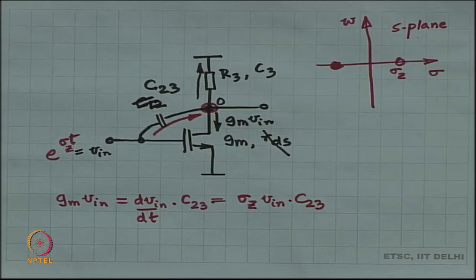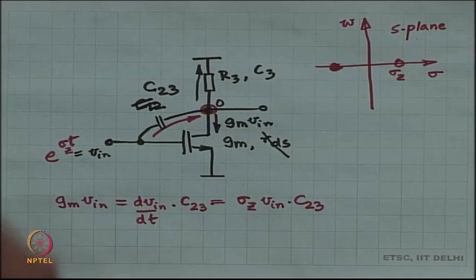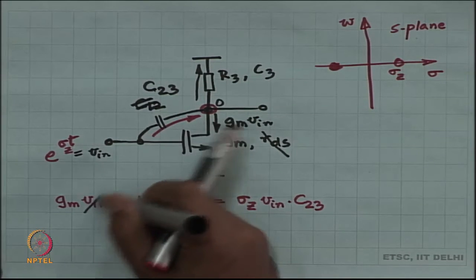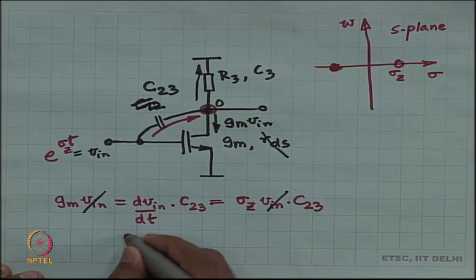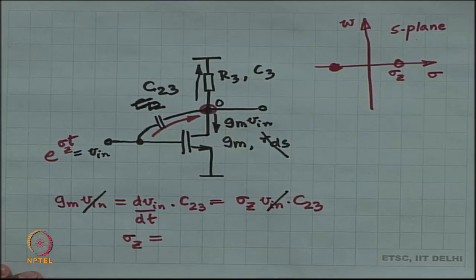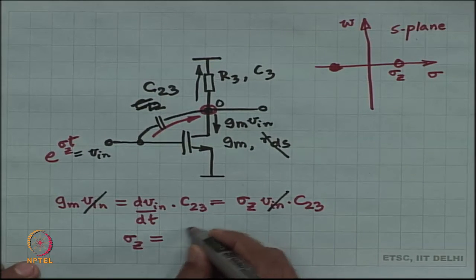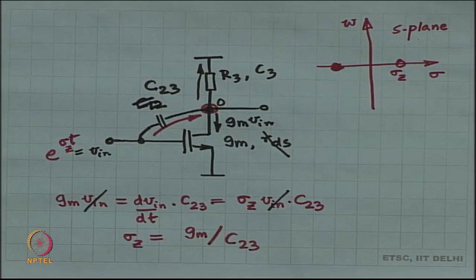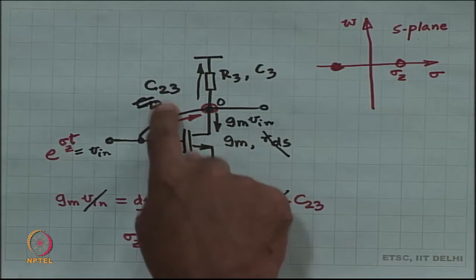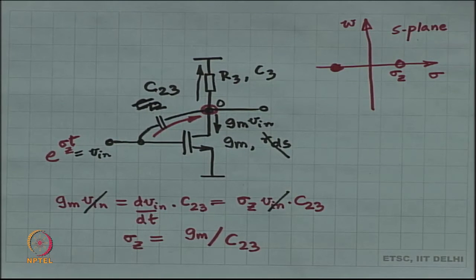Is this okay? And that means you can now cancel V in from both sides, and suddenly sigma z is equal to G m by C 23, nothing else. It is not dependent on any other parameters, all that it depends on is G m and C 23. Fine. Is this analysis okay?